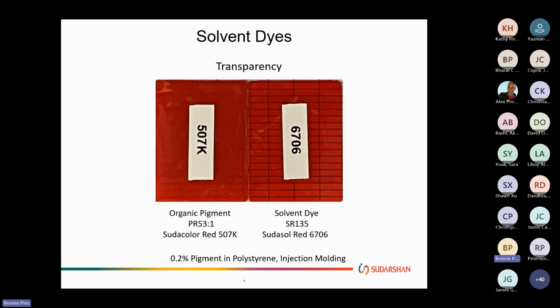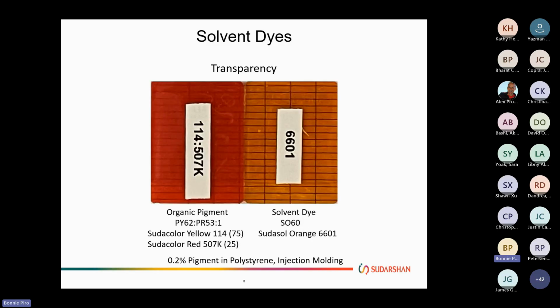Some other examples. Seeing is believing is kind of where I like to look at things, and so I have a few examples of how that transparency of a dye in a real application area can be significantly different. In this red space, solvent dye 135 versus a pigment red 53-1, the same amount of loading in this polystyrene, so you can see significant transparency difference between a pigment and this solvent dye. In the orange space, same idea here.